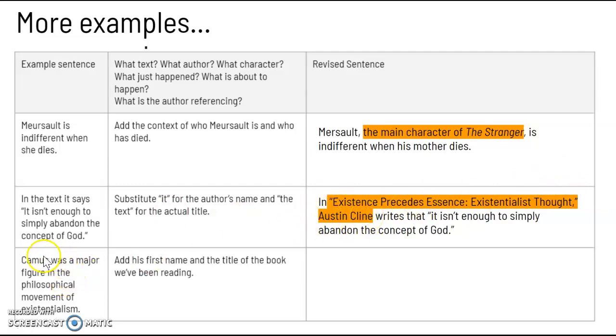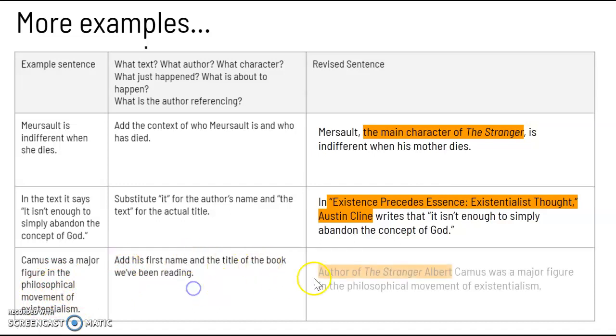One last example. "Camus was a major figure in the philosophical movement of existentialism." Let's add in his first name and the title of the book that we've been reading: "Author of The Stranger, Albert Camus." This again helps give our reader more context and understand who and what we're talking about.